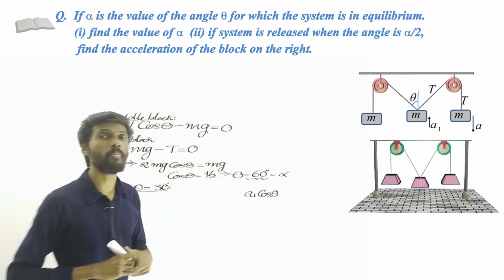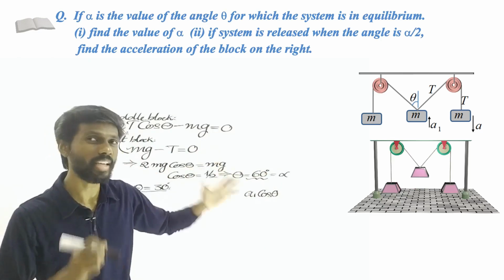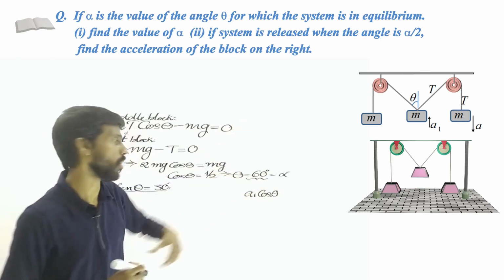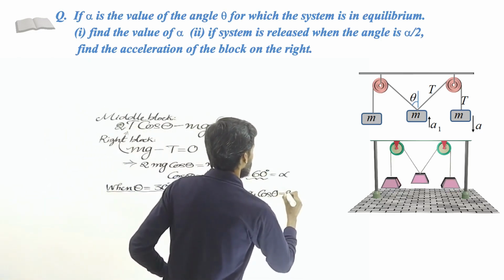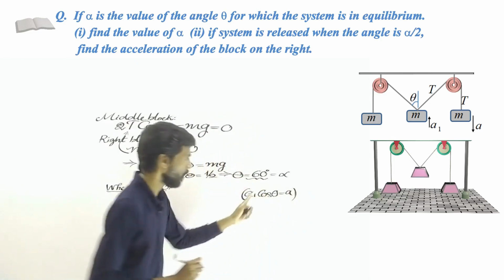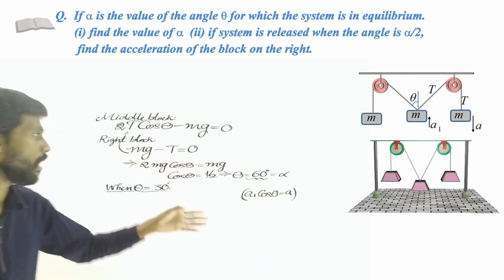What is the acceleration component of the other two blocks along the string? That is A only, because they are already moving along the string. This is the relation: A1 cos theta equal to A. So that can be used in the equation.